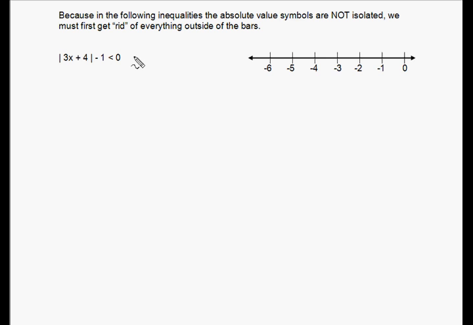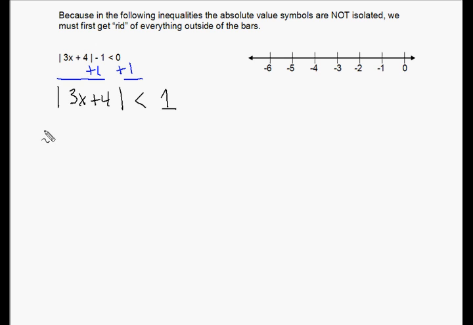We're going to solve and graph the solution to this absolute value inequality problem. But because this inequality with the absolute value symbols is not isolated, we must first get rid of everything outside of the bars. We do that by adding 1 to both sides of the inequality. The absolute value of 3x plus 4 is less than 1. And that is true. We just have to go find out for what.